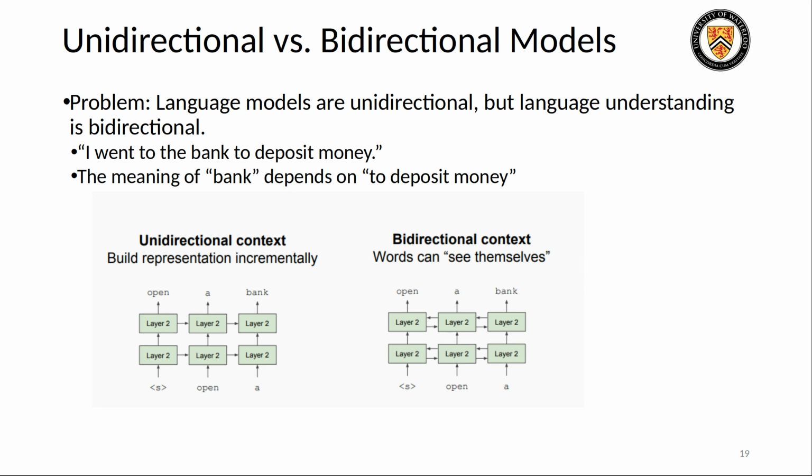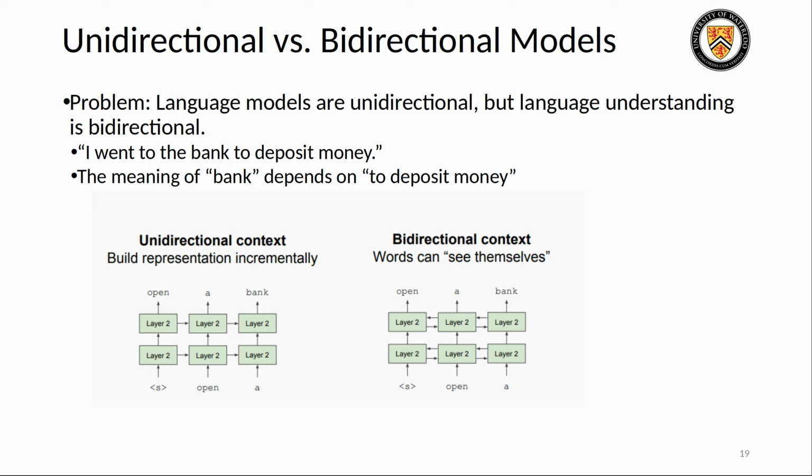So let's compare unidirectional and bidirectional language models. So unidirectional models like GPT-1 build representations of words incrementally based on the words that came before them in the sequence. This means that the representation of each word is influenced only by the words that precede it. While this approach works well for some tasks, it doesn't capture the full context of a word within a sentence.